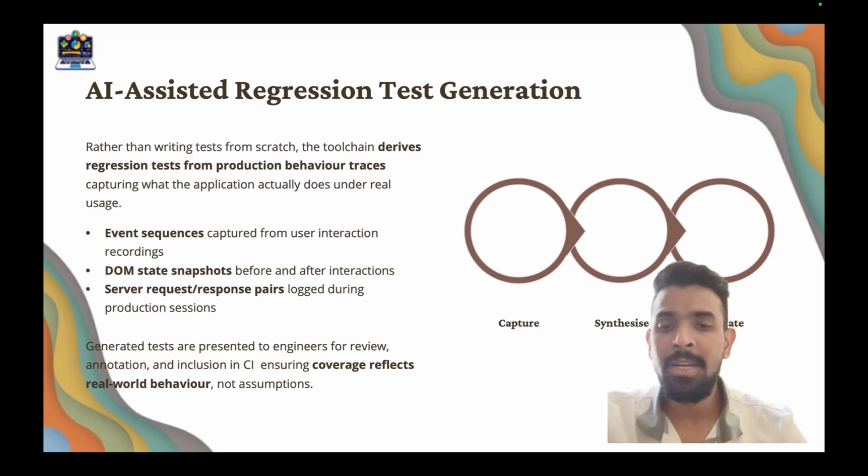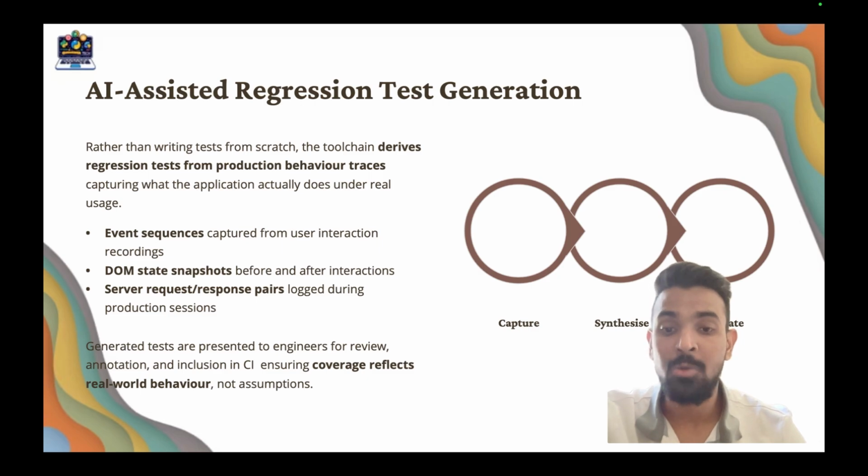A manually written test might verify only that the address changed successfully. An AI generated test based on real production behavior is much more likely to capture the complete workflow. Again, engineers review every generated test before it's added to the testing pipeline. The goal isn't to replace the testing team, it is to help them create tests that better reflect how the application is actually used.